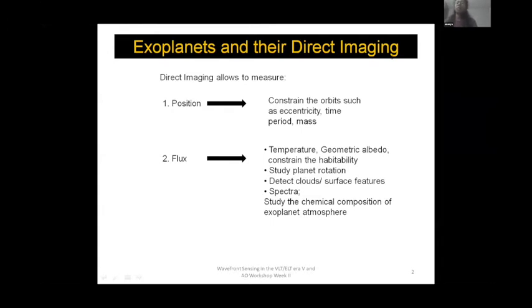measurement, we can define the orbit, time period, or mass of the planet, or study their mean temperature or planet spin or atmosphere just by measuring the flux and signal from the exoplanet light in coronagraphic images.